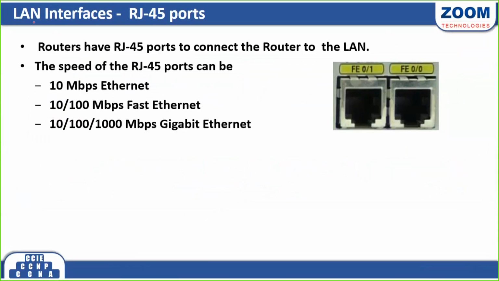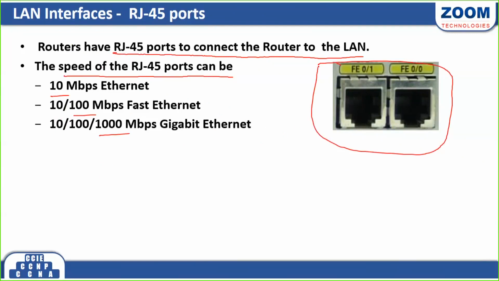That is LAN interface, which is RJ45. Routers have RJ45 ports to connect a router to the LAN. And the speed of RJ45 ports can be 10 Mbps, it can be 100 Mbps, it can be 1000 Mbps, which we call Ethernet, fast Ethernet, and gigabit Ethernet. Examples: fast Ethernet ports.